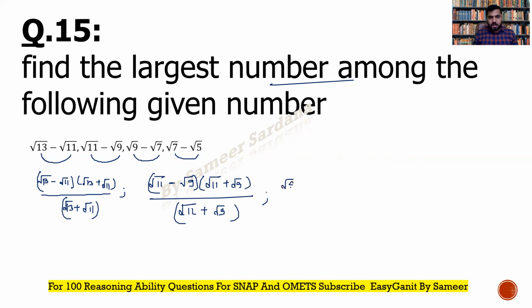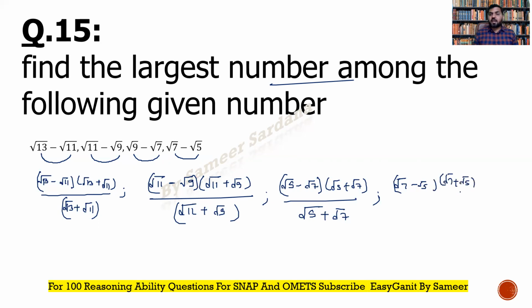Third also, root 9 minus root 7, you will have root 9 plus root 7, and in the denominator we have root 9 plus root 7. The fourth can also be written as root 7 minus root 5, times root 7 plus root 5, and in the denominator we will have root 7 plus root 5.